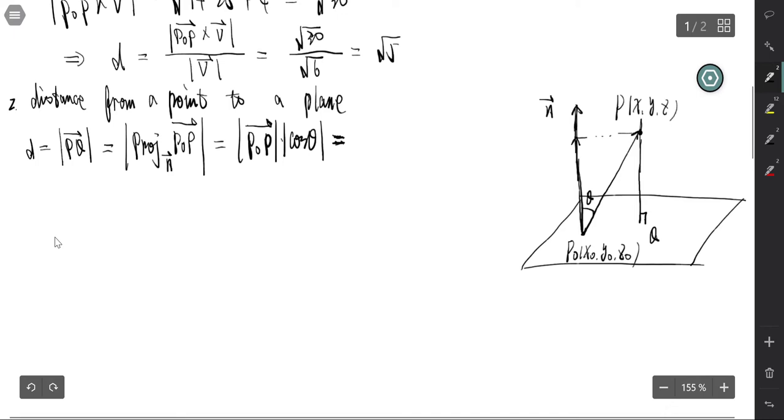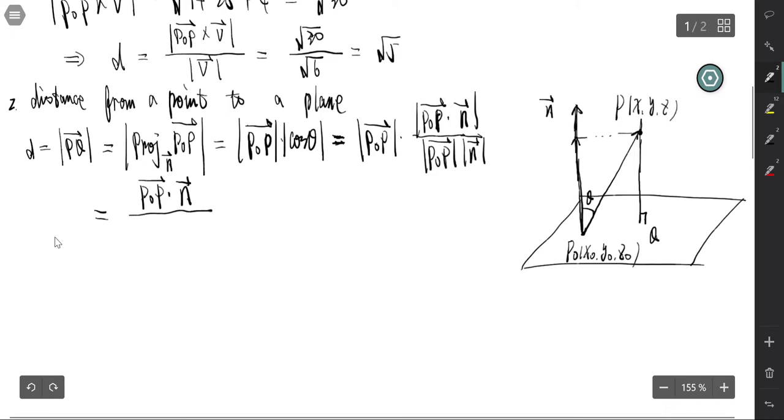The definition of the dot product: the length of P naught P times cosine theta is P naught P dot n over the length of P naught P and n. Using the absolute value, that is P naught P dot product n, take the absolute value, then divide by the length of n.